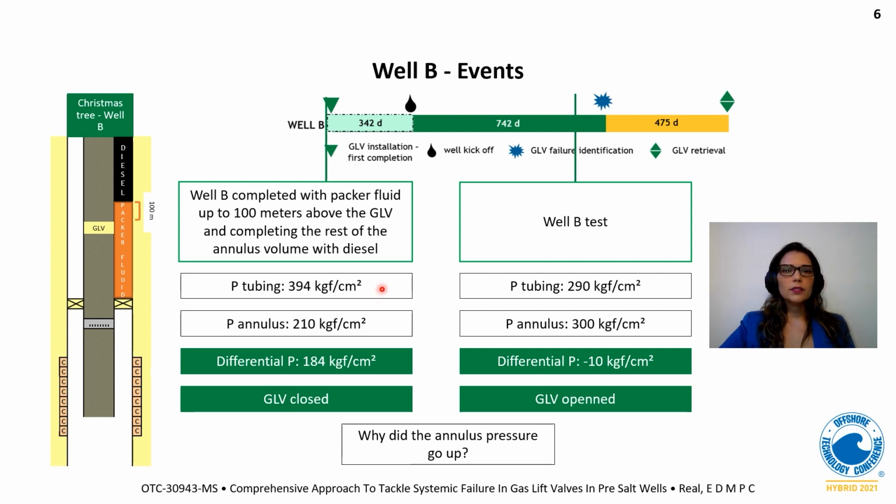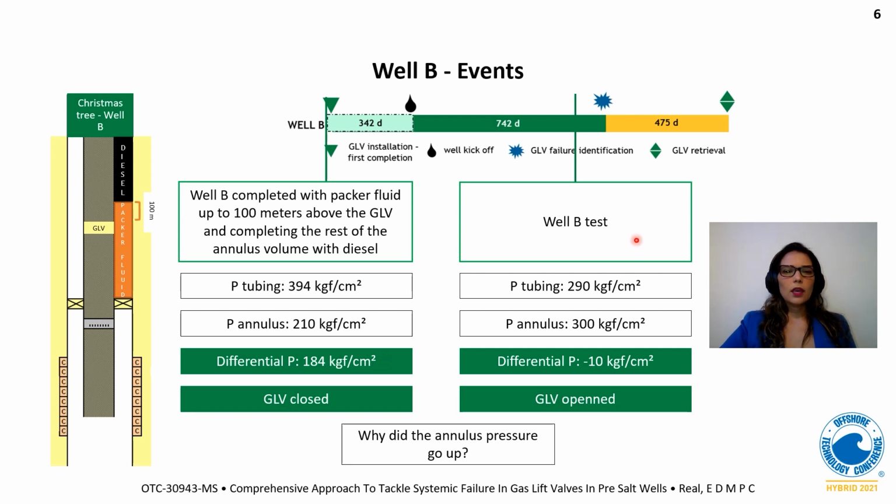At this moment, the pressure at the depth of the gas lift valve inside the tubing was estimated at 394 kgf/cm², and inside the annulus at 210. This represents a differential pressure of 184 in favor of the closure of the valve.